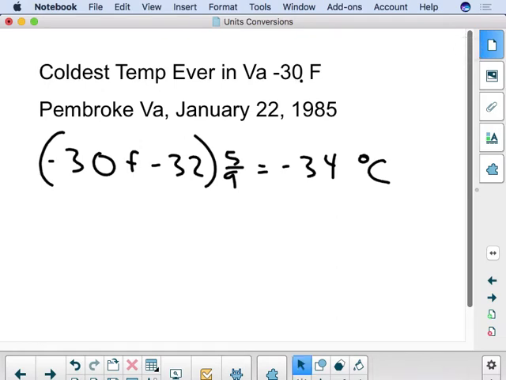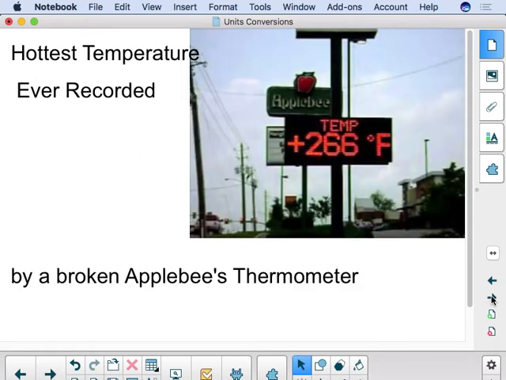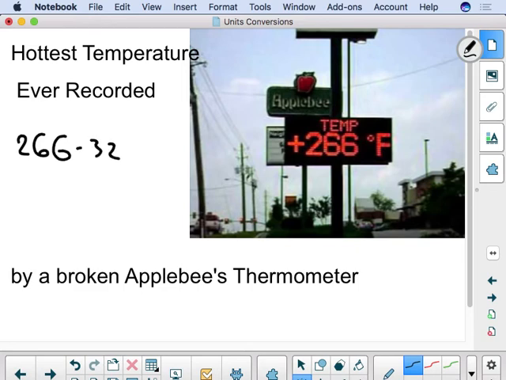Alright, let's do one more. You guys aren't loving it? The hottest temperature ever recorded on a broken Applebee's thermometer is 266 degrees Fahrenheit. Go. Question or answer? Answer. Does it match what Ben has? Alright. Ben, what's my first step? Subtract 32. My next step? Multiply by 5/9. And then what do you guys get? 115.7.